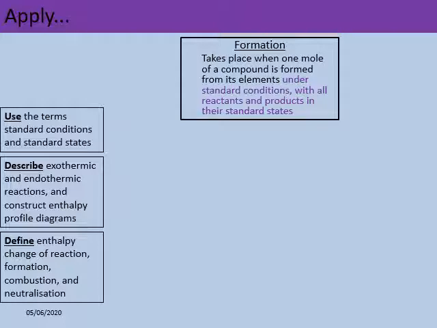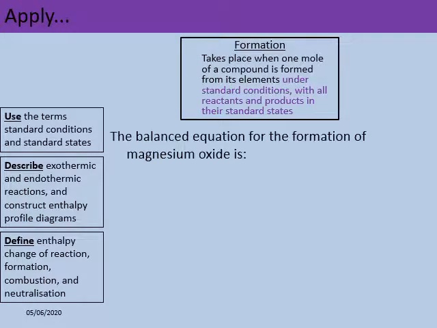So a little bit more about enthalpy change of formation. You can see here, our definition says it takes place when 1 mole of a compound is formed from its elements. So let's look at an example. We're going to look at magnesium oxide formation. If I write the balanced equation for the formation of magnesium oxide, it's this. So 2Mg plus O2 makes 2MgO. And my enthalpy change for that reaction is minus 1,204 kilojoules per mole.